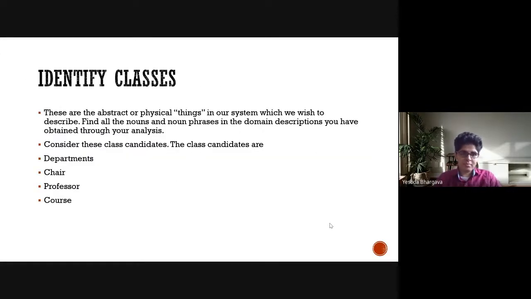So suppose these are the possible class candidates. Departments are there, then the department chair is there, and professor is there, and course is there. So now you have identified the classes. What was the second step in our creation of the class diagram that we just discussed? After identification of classes, what are we supposed to do?